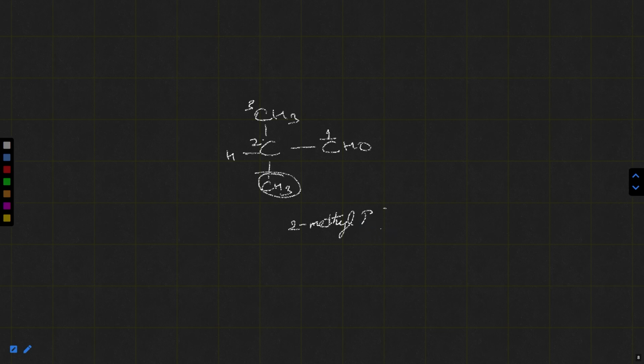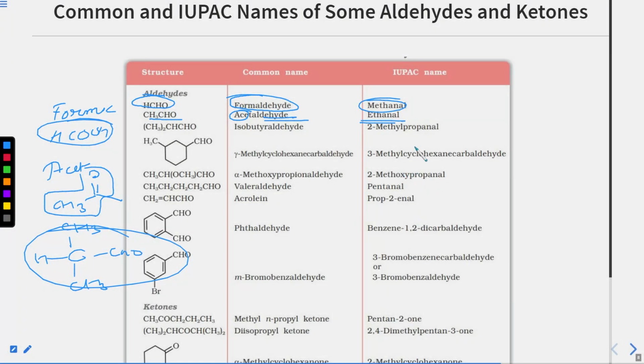Yeah, then we have prop. At first position we have our aldehyde, so we do not have to worry about the numbering here. We will directly write it as propanal. So 2-methyl propanal. Now see this thing. So how is it named?